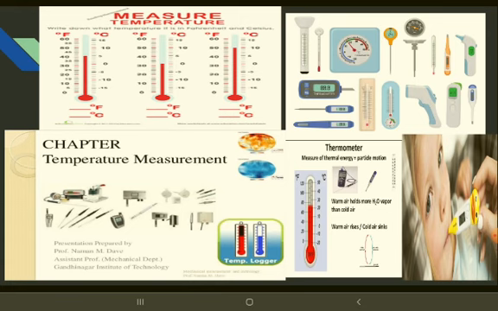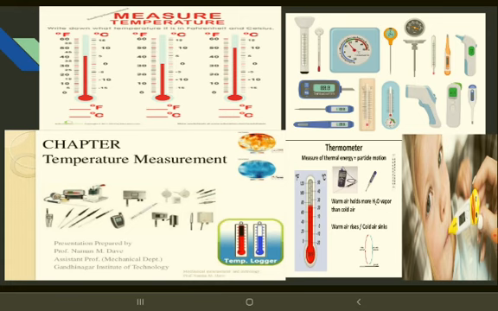Wow, put the fan on like this. But how to measure that? Yes, temperature is also measured using a device. The device we use to measure temperature is called a thermometer. Only with the thermometer can we measure the temperature.